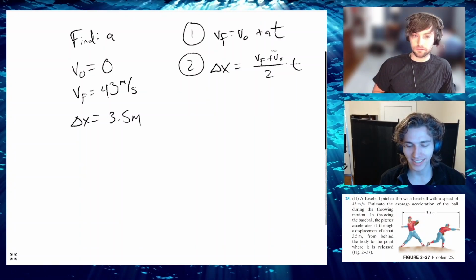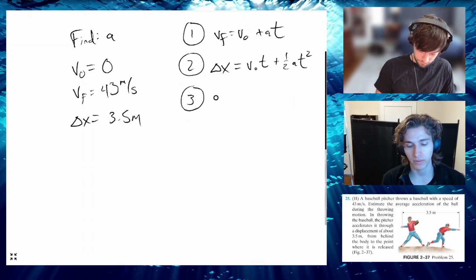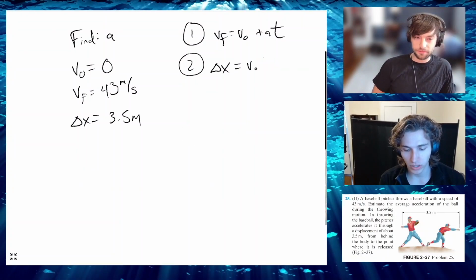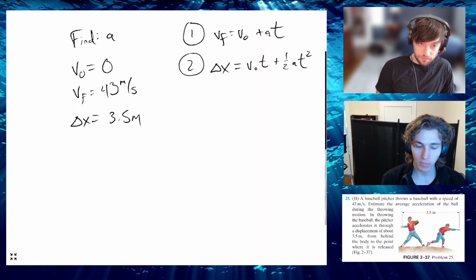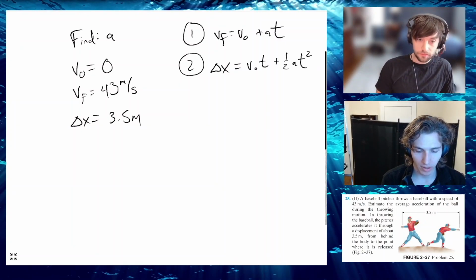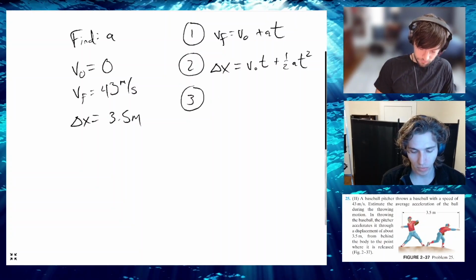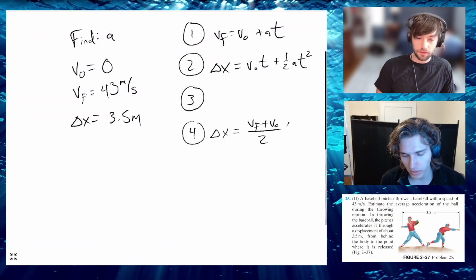However, we're not actually going to use this one. I just don't consider it in the three primary kinematic equations. We'll make that a fourth down here. This one is going to be V initial times time plus 1/2 A T squared. However, we can put that one off to the side. It's not a bad one. I just don't consider it in the three primary kinematic equations. Delta X equals V final plus V initial over 2 times time.